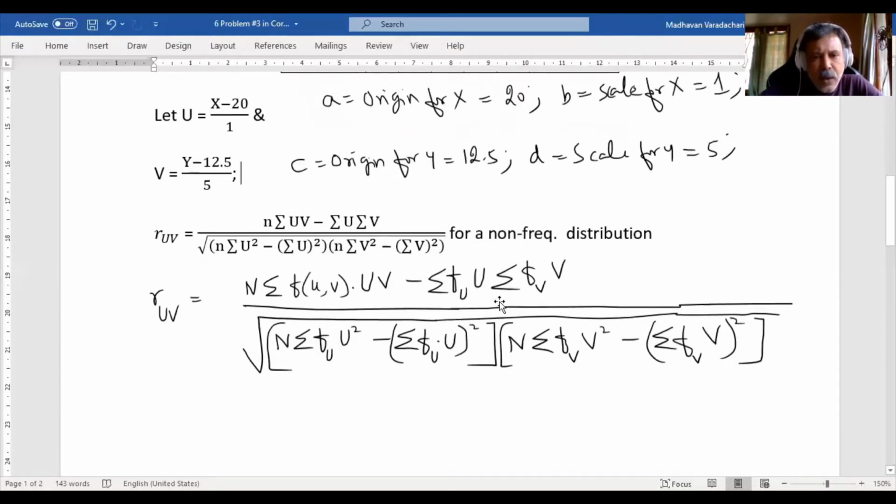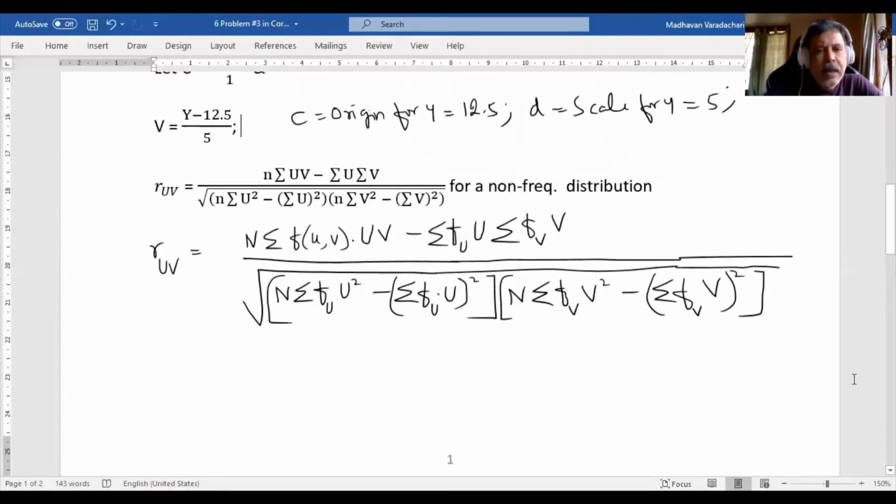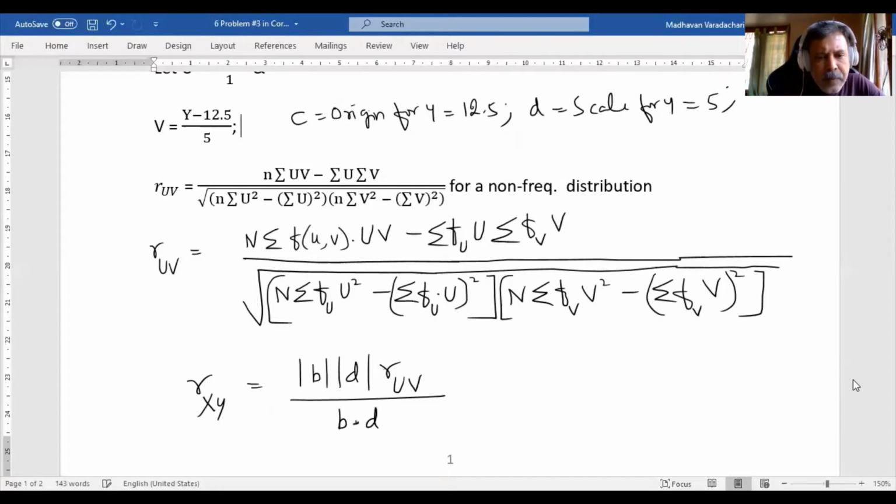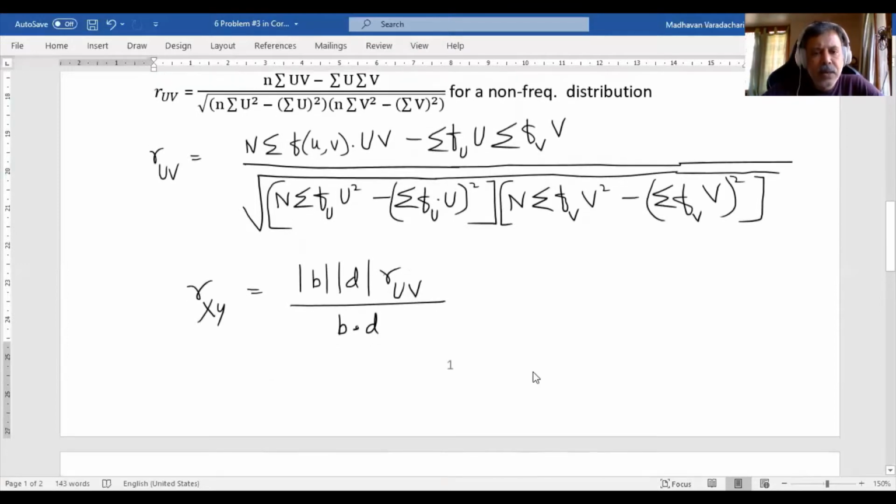So whatever is required in this formula, we'll be creating a table for it. And once we find r of uv, then we can very well find out what is r of x comma y by applying the formula: modulus of b into modulus of d multiplied by r suffix uv, divided by b into d. So we will substitute in this formula to find out what is r of x and y. Right. So let us go to the table now.